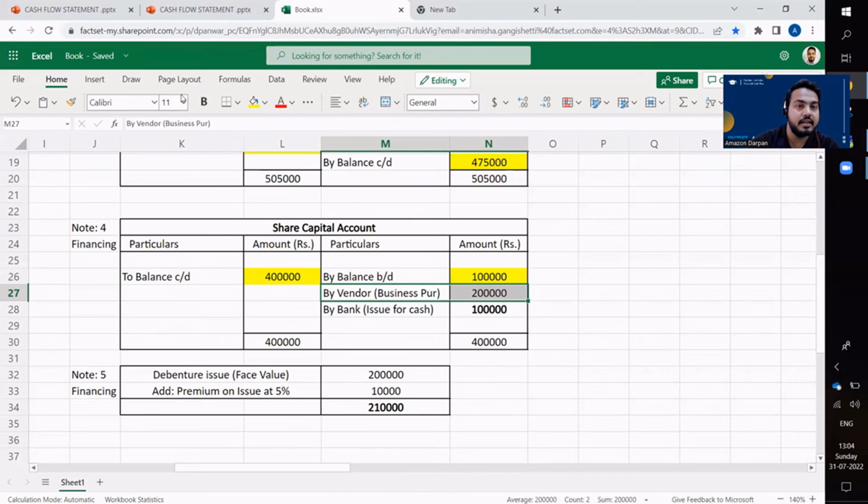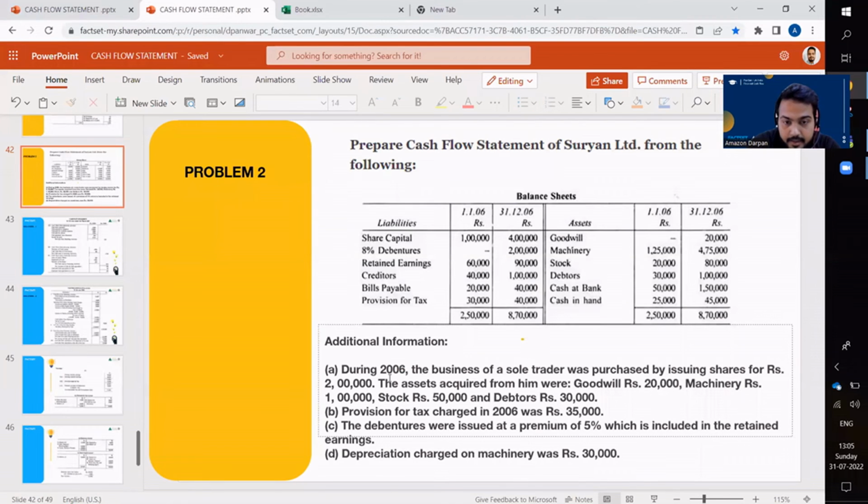using providing shares. Okay, if you check this point clearly, like during 2006, the business of a sole trader was purchased by issuing shares. मीन्स we did not pay him cash. Usually क्या होता है कि भाई मैं तुमको पैसे दे रहा हूं, तुम मुझे बिजनेस दे दो. But in this case what we did, we issued shares to him. उसको बोले कि हमारी कंपनी है सूर्यान लिमिटेड, उसके शेयर्स हम आपको देंगे और 2 लाख रुपए के शेयर्स देंगे. तो which means that we issued shares, but we did not receive any money.